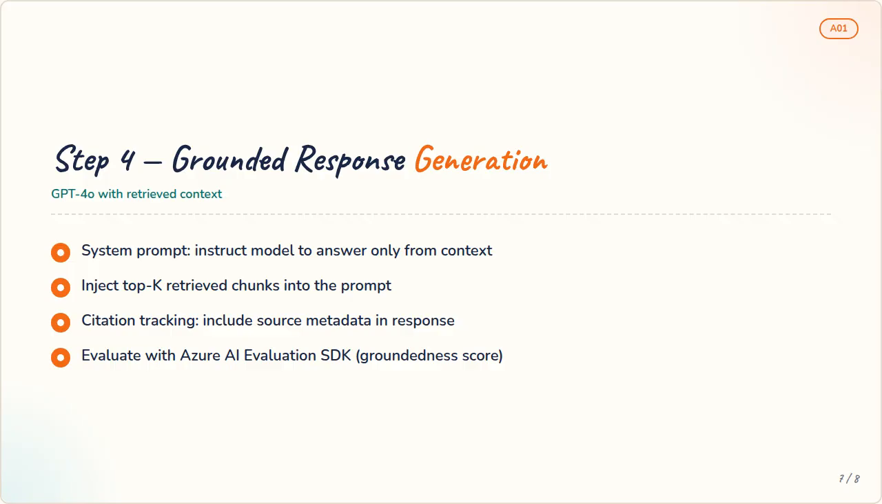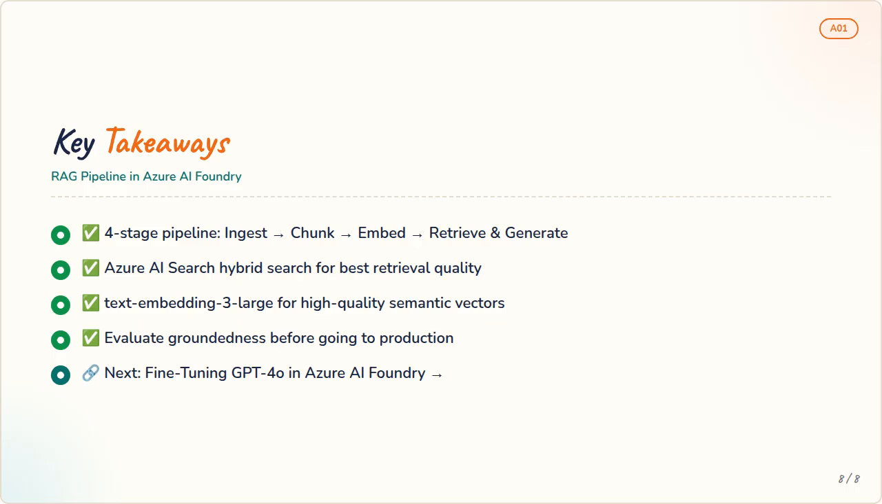To recap, build your RAG pipeline in 4 stages. Use hybrid search for best retrieval quality, and always evaluate groundedness before production. In the next video, we cover fine-tuning GPT-4o directly inside Azure AI Foundry.